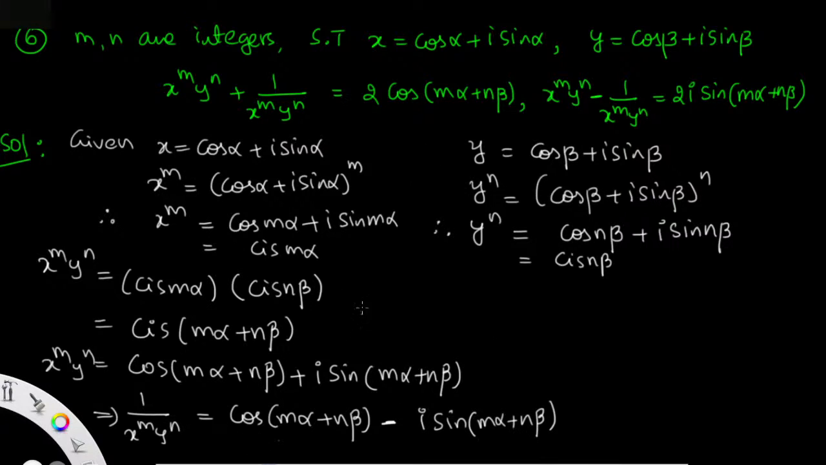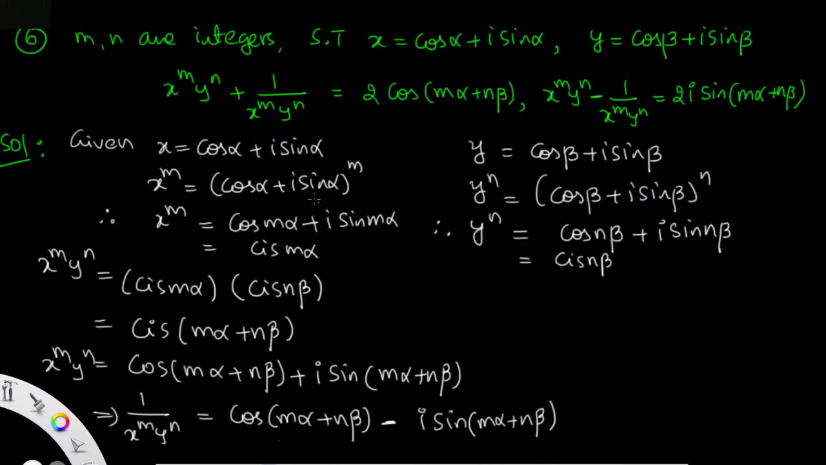So just adding this term, sin terms will be cancelled. Then you get 2 cos m alpha, hence proved. If it is minus, we are doing subtraction. Cos terms will get cancelled. Then you get sin terms as 2i sin m alpha plus n beta. That's all. This carries 7 marks question.